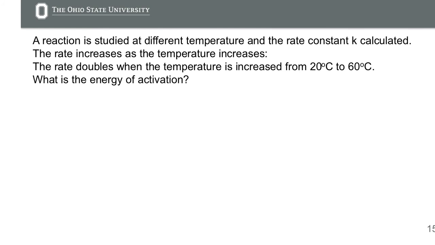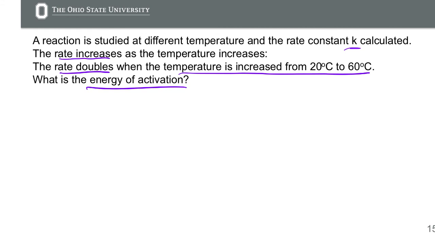But let's look at the problem here. This says a reaction is studied at different temperatures and the rate constant K is calculated. And what we find is that the rate increases as the temperature increases, and more specifically, the rate doubles when the temperature is increased from 20 degrees C to 60 degrees C. And what is the energy of activation? Now we don't actually know what the rate is for either one of those temperatures, but we do know that it doubles. And that's really all we need to know.